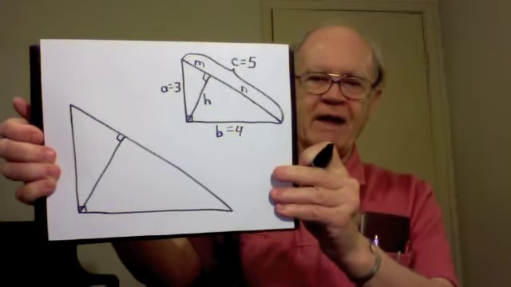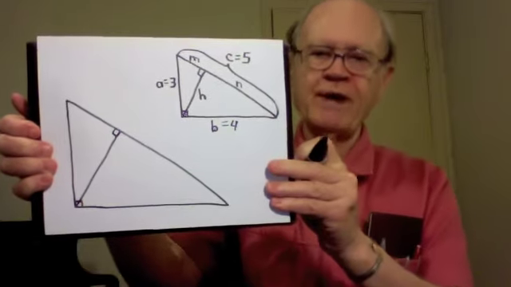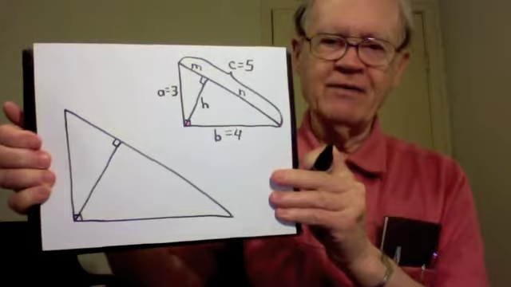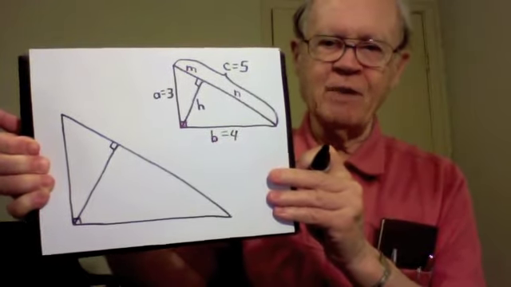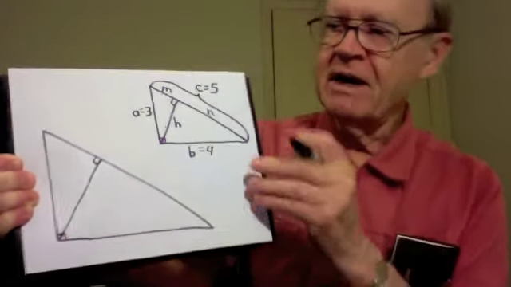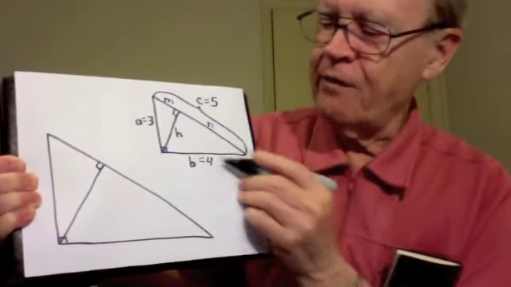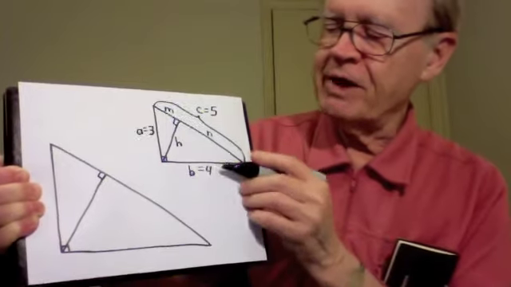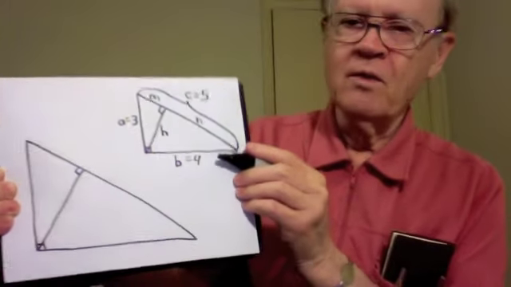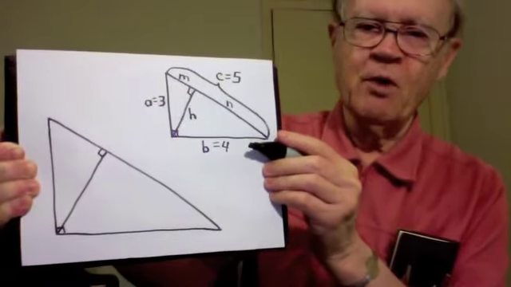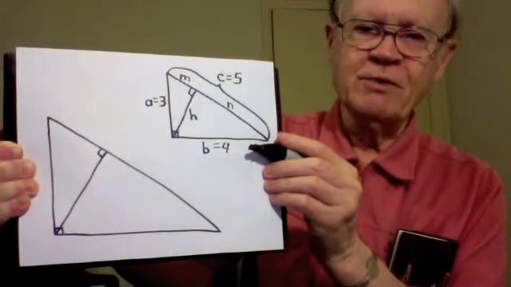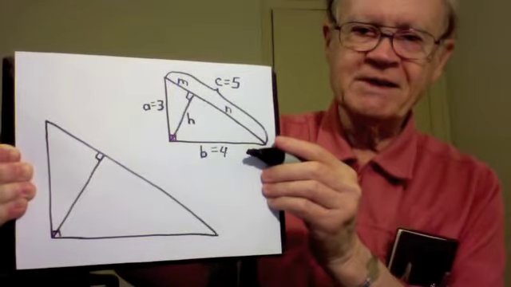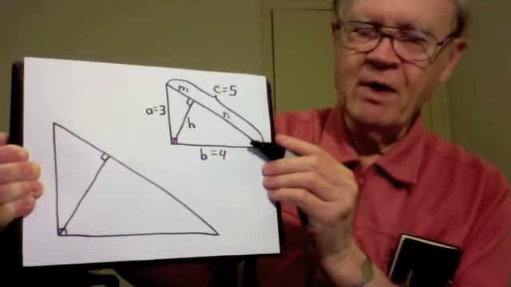Now how do we find m, n, and h? Well, there's more than one way to do it. One way is to consider the area of this triangle. The area of a triangle is 1/2 the base times the height. And we can use 3 and 4 as the height and the base because they are at right angles to each other. 1/2 times 3 times 4 is 3 times 4 is 12. Half of that is 6. So the area is 6 of this entire triangle.